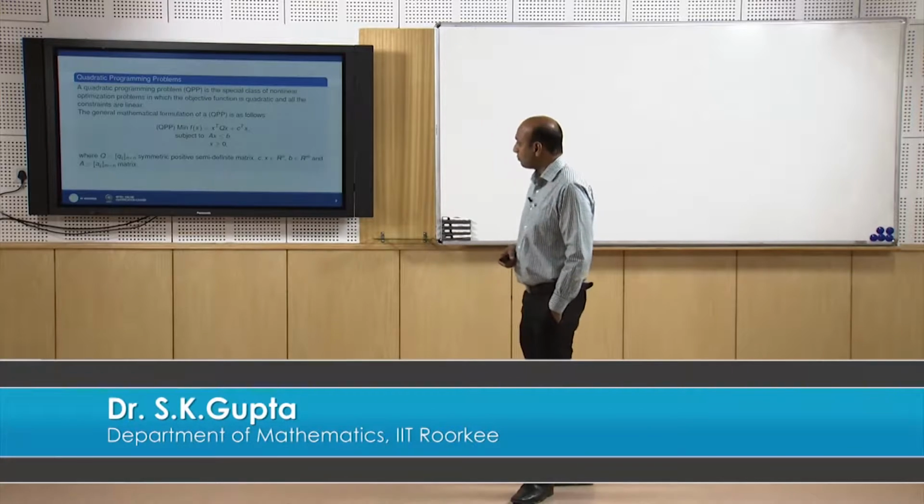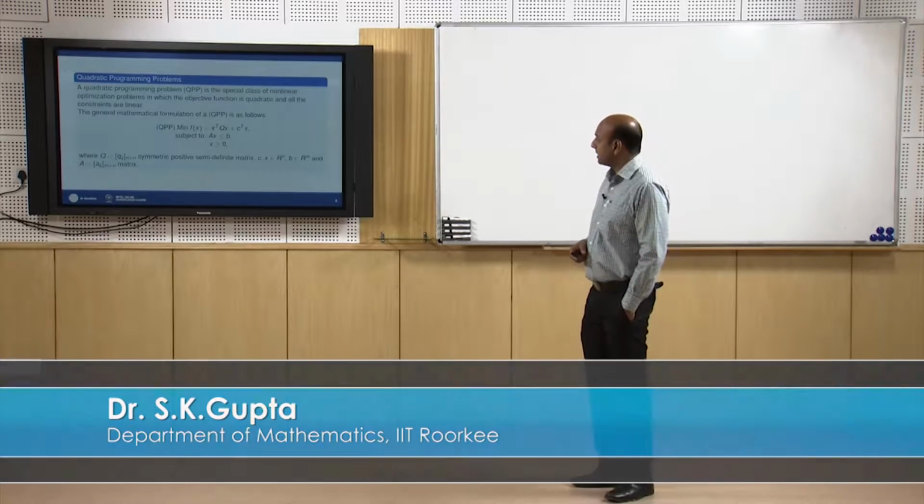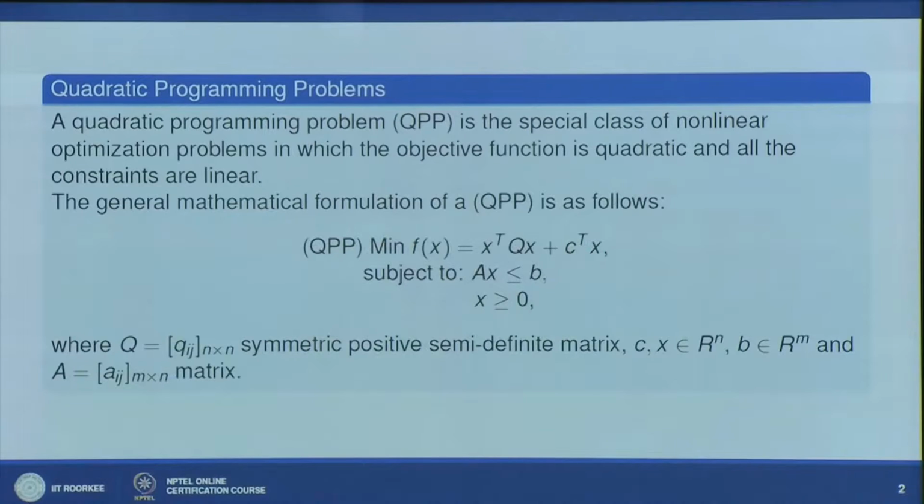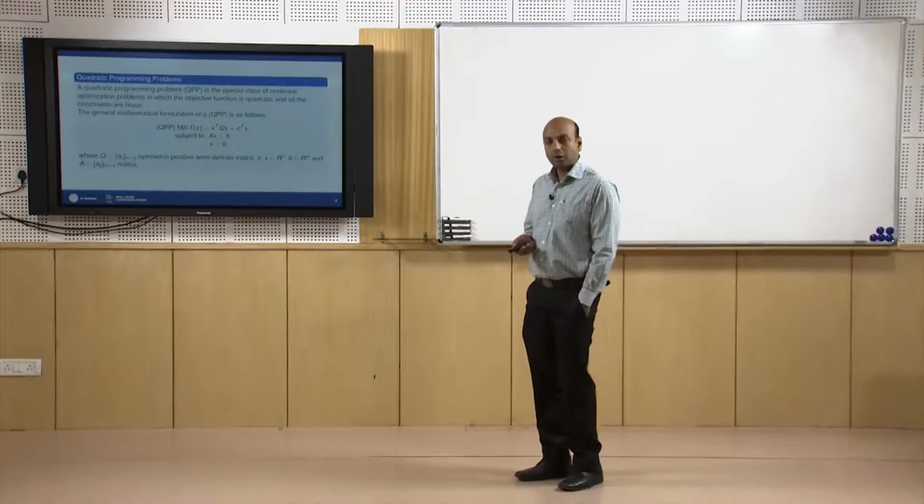So, the general format of QPP is: minimize f(x) equals x transpose Qx plus c transpose x, subject to Ax less than or equal to b and x non-negative, where this Q is a matrix of order n cross n, a symmetric positive semi definite matrix. c and x belong to R^n, b belongs to R^m, and A is an m cross n matrix. So, this is the general format of a quadratic programming problem.